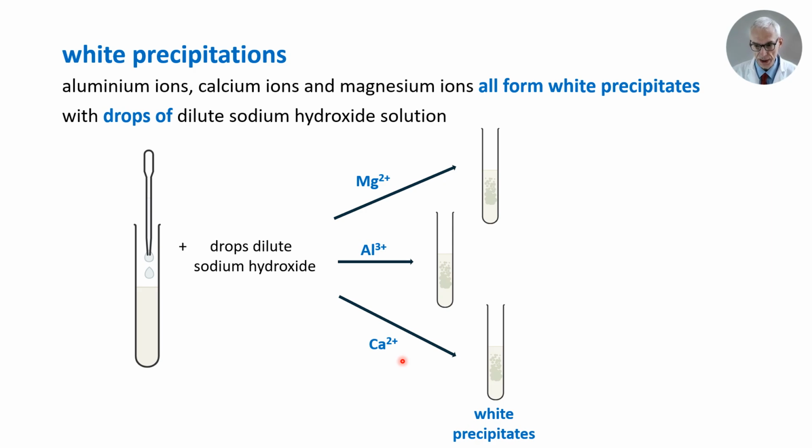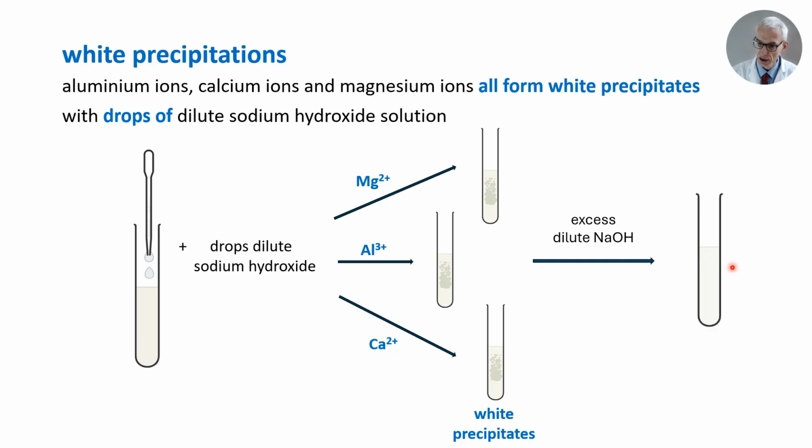Only one of these precipitates dissolves in excess sodium hydroxide. Do you recall which one? Okay, so to reveal, aluminium hydroxide, if we add excess dilute sodium hydroxide, will form a clear and colourless solution. So we can tell from the 3 white precipitates formed by magnesium hydroxide, aluminium hydroxide and calcium hydroxide, we can determine the identity of aluminium hydroxide by adding excess sodium hydroxide. If it dissolves, then the ion present in the original solution was the aluminium 3+ ion.